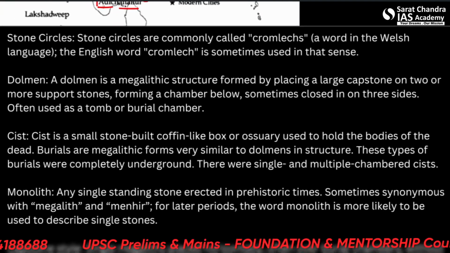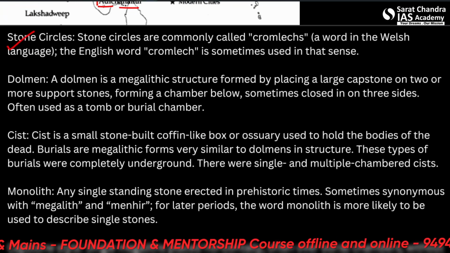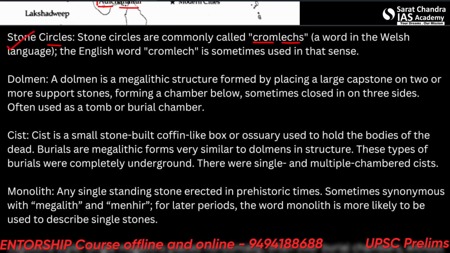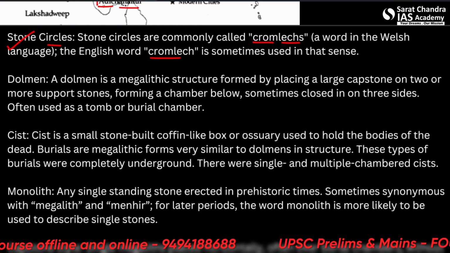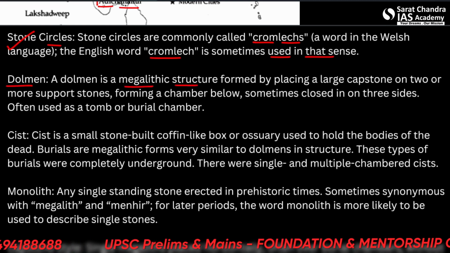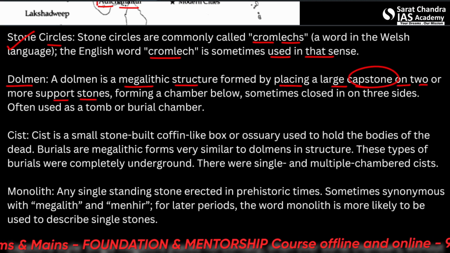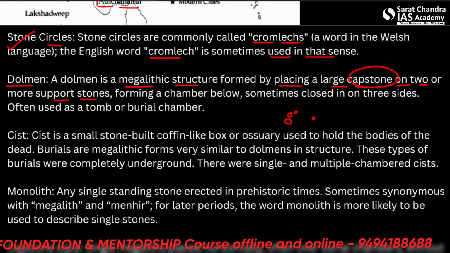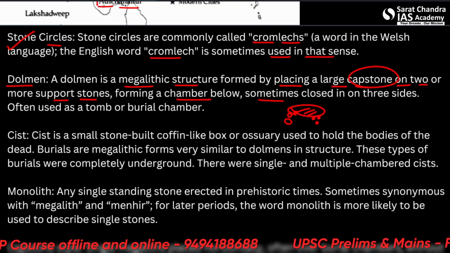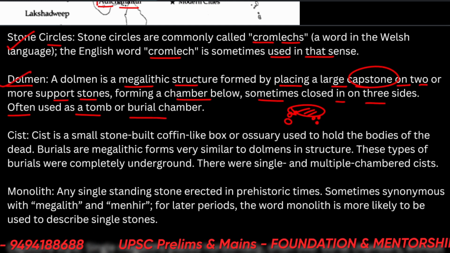Okay. Let's move forward. Let us see the types of the megalithic structures. So one type is stone circles. Stone circles are commonly called cromlech, a word in the Welsh language. The English word cromlech is sometimes used in that sense. One is dolmen. A dolmen is a megalithic structure formed by placing a large capstone on two or more support stones. Alright, it looks like this. Forming a chamber below, sometimes closed in on three sides, often known as a tomb or burial chamber. These are dolmen.